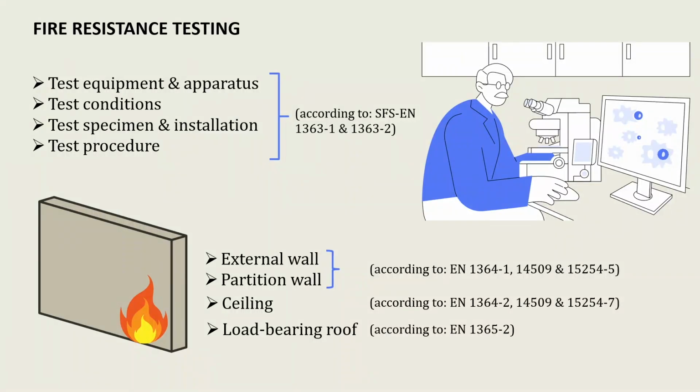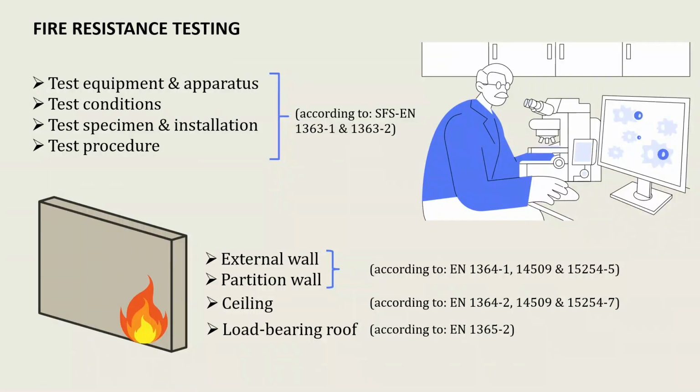For fire resistance testing, first we will look at a few general aspects of fire resistance testing, including test equipment and apparatus, test conditions, test specimen and installation, and test procedure. And then we will look at a few fire resistance test case examples.